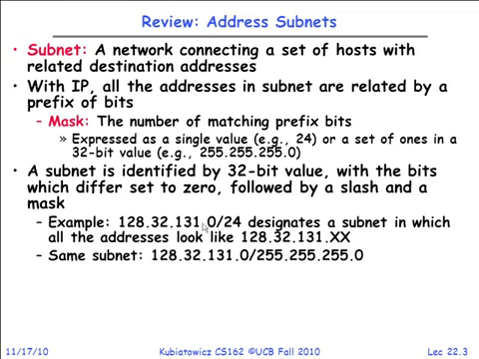128.32.131.0/24 is basically a subnet where all of the machines on that subnet start out with 128.32.131, and it's really that last digit that varies. And you can write either in the /24 notation or the mask notation. Both of those are equivalent.